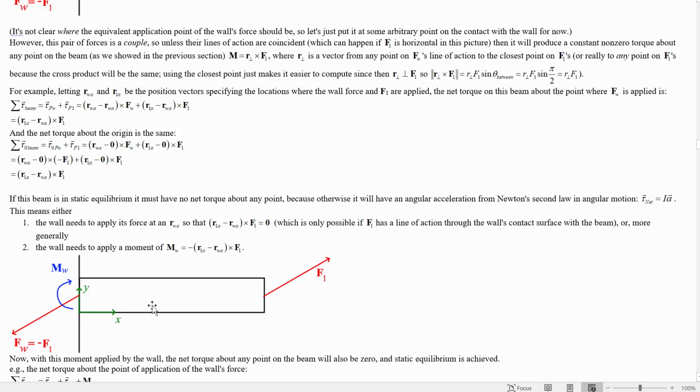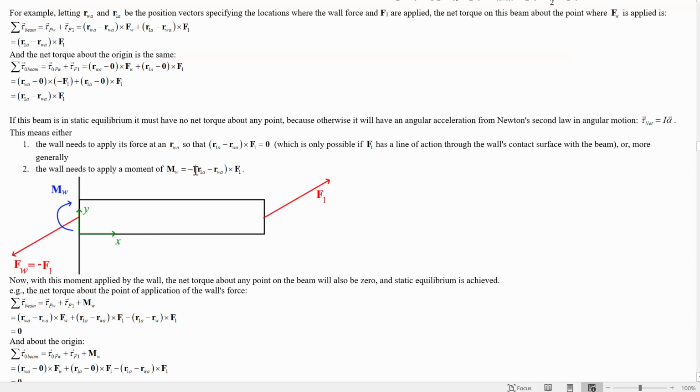The couple F1 and F wall, which is negative F1, would create a net torque, which is R1A, wherever this force happens to be applied, minus wherever the wall's reaction force ends up being, crossed with F1. And in order to have no net torque on the object, we need the moment that the wall produces to be negative this torque. So that means the wall needs to produce a moment in general, which is negative R1A, where this force is applied, minus where the wall's reaction force happens to be, crossed with the force that we're applying.